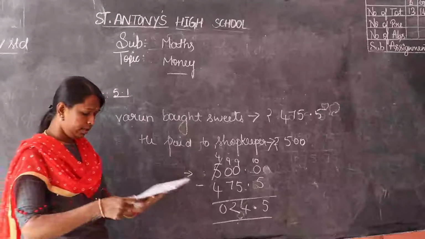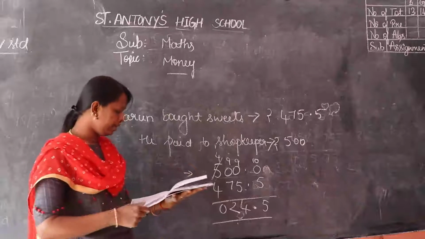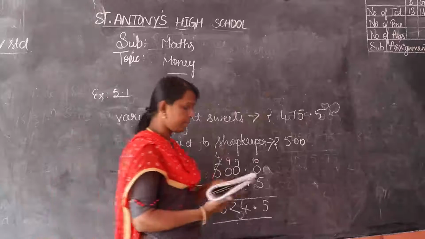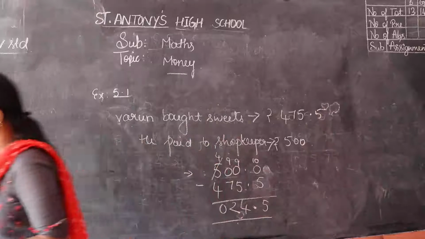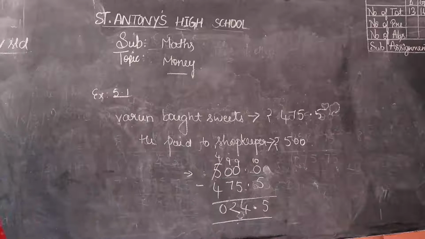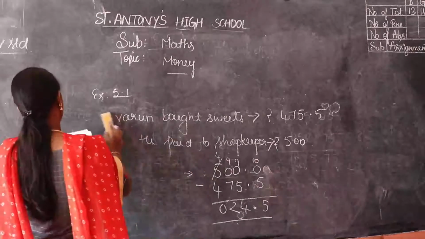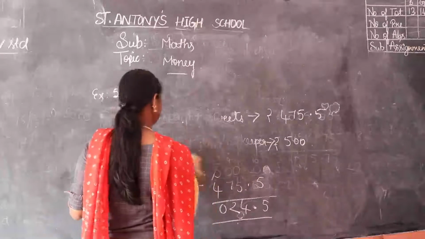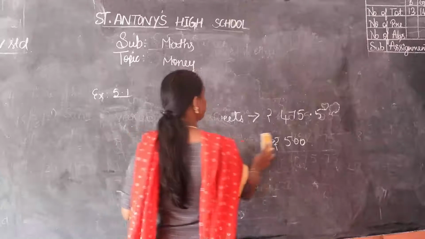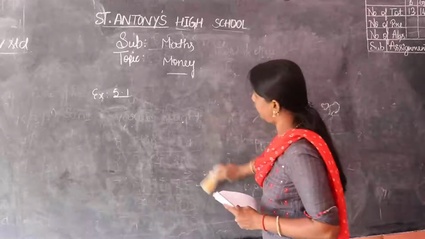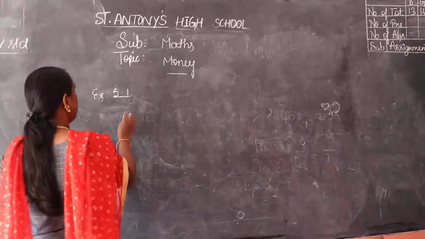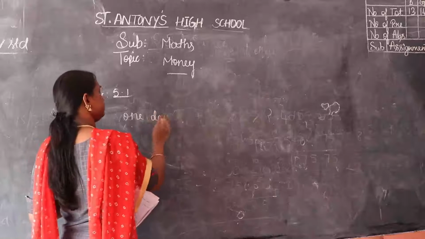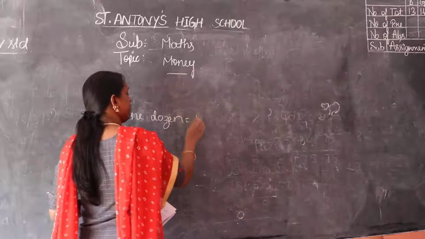Clear, children? So like that we have to solve one by one. Here are some sums. Children, the cost of one egg is rupees 4. The cost of a dozen eggs is how much? Children, we know that 1 dozen is equal to 12. 1 dozen is equal to 12 eggs.